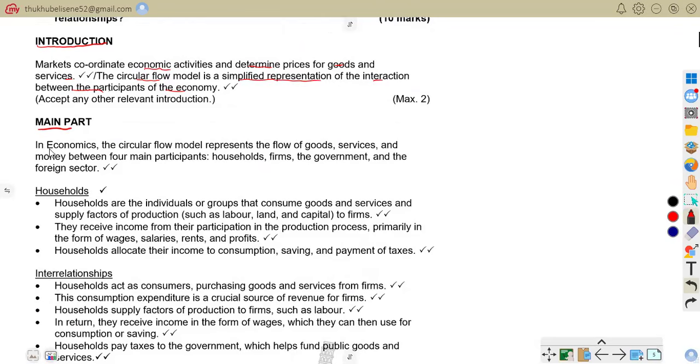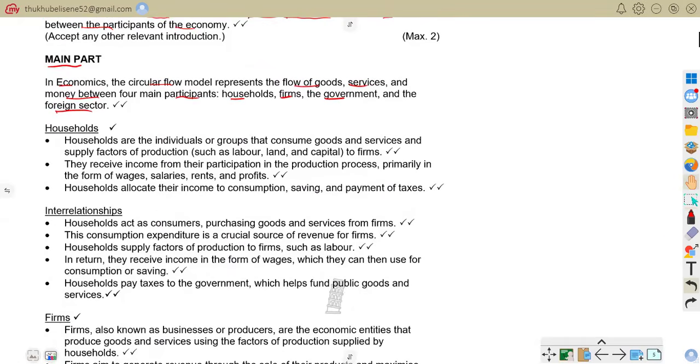So in economics, the circular flow model represents the flow of goods and services among four main participants. Our four main participants are households, firms, government, as well as what? The foreign sector. So now we're going to talk about the households.